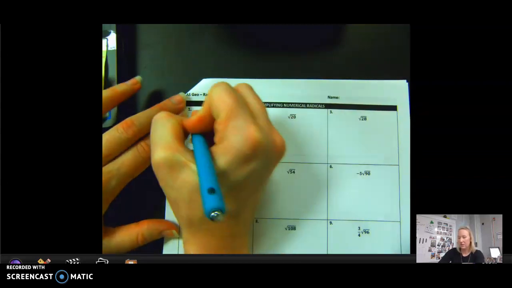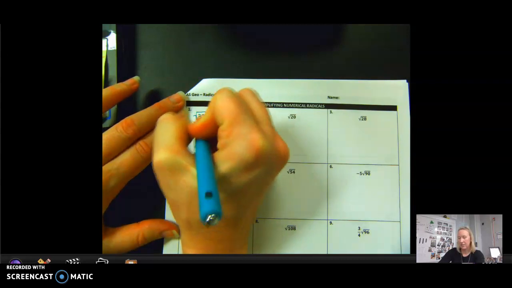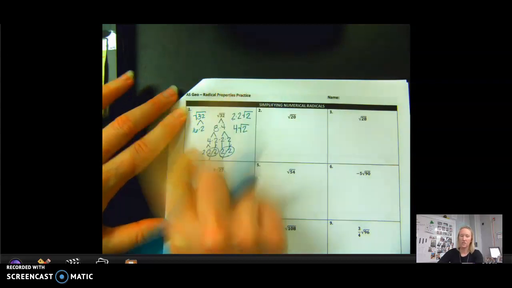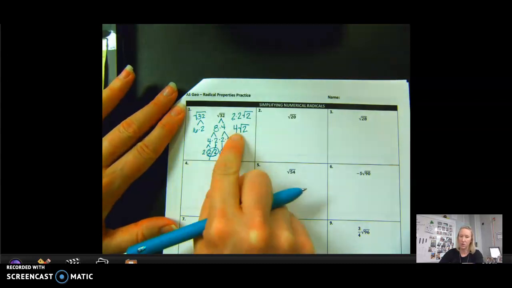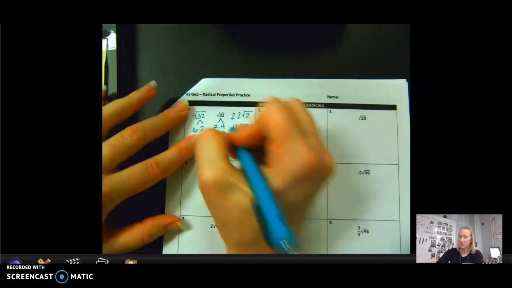If you wanted to do it the faster way, 32 breaks down into 16 times 2. 16 is the largest square number that goes into 32. Square root of 16 is 4, and I have that 2 left over, so here is my answer.